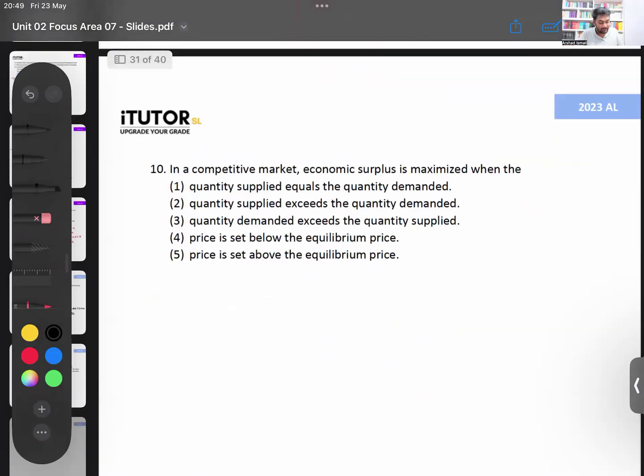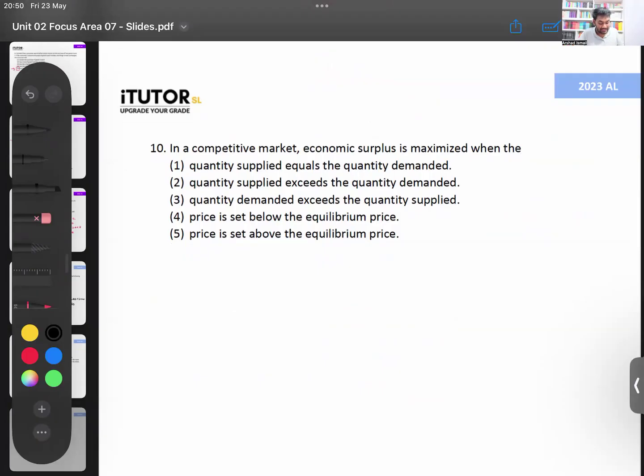The next one, in a competitive market, economic surplus is maximized when? When is your economic surplus the highest? When quantity supplied equals quantity demanded, when quantity supplied exceeds quantity demanded, when quantity demanded exceeds quantity supplied, when the price is set below the equilibrium, when the price is set above the equilibrium.